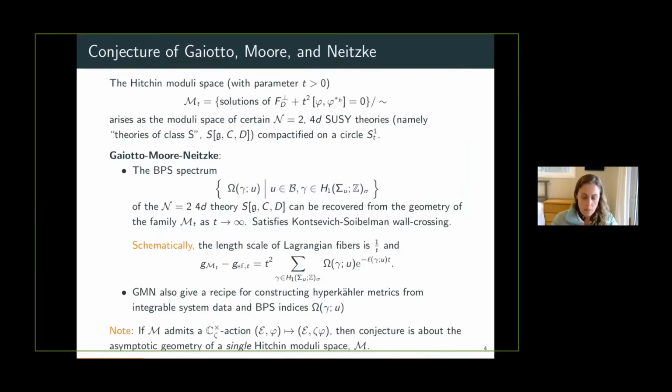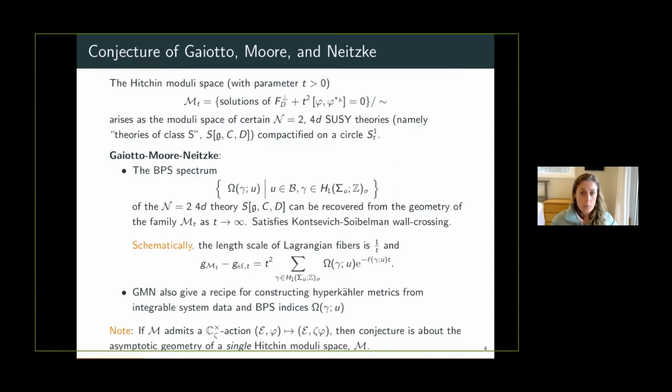So there's this conjecture by physicists Gaiotto-Moore-Neitzke, and I'll mostly skip this, but the Hitchin moduli space, if you want, you can introduce a parameter t. This is maybe a bit of a silly thing to do, but you just put this parameter t squared in front of the bracket of the Higgs field with its adjoint. And these Hitchin moduli spaces arise as moduli spaces of certain supersymmetric field theories, compactified on a circle of radius t.